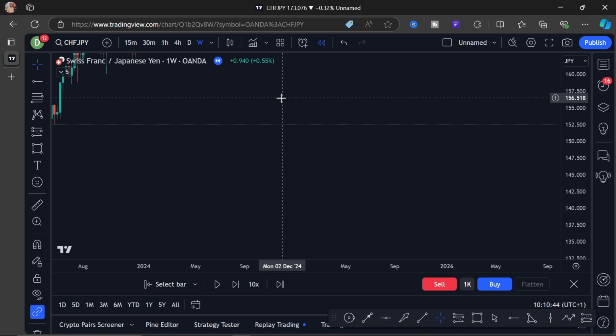Now, when we talk about market structure, we are talking about the kind of market movement we actually have. So this is the uptrend, the downtrend, and then the ranging market. In as much as we don't trade a ranging market, it also plays a part in making your decisions when it comes to looking for your trading opportunity.